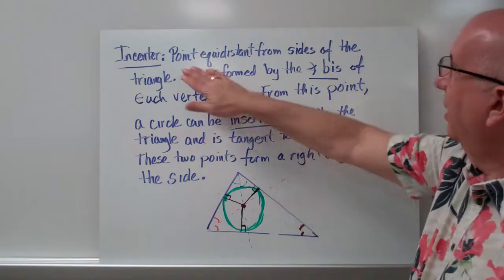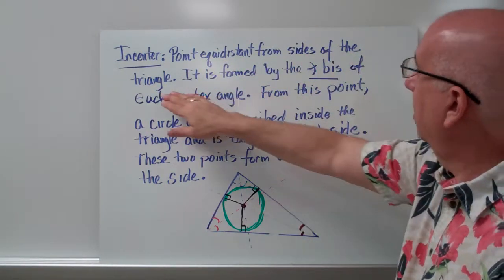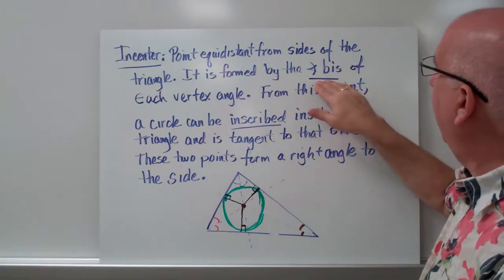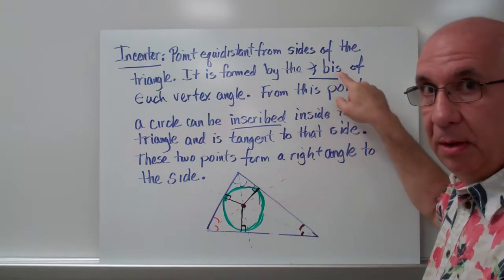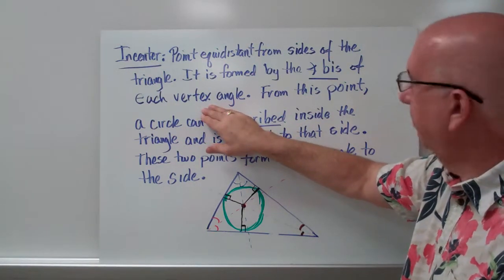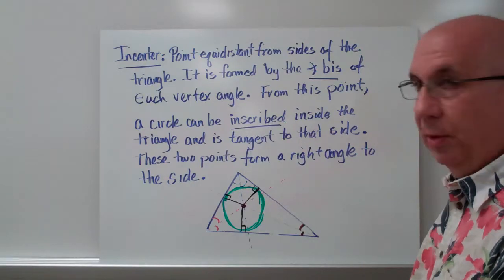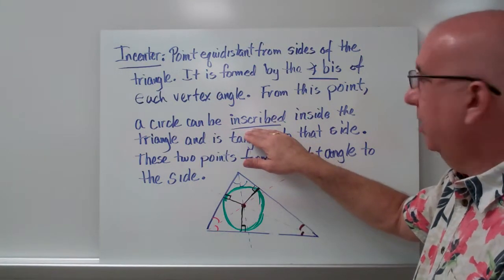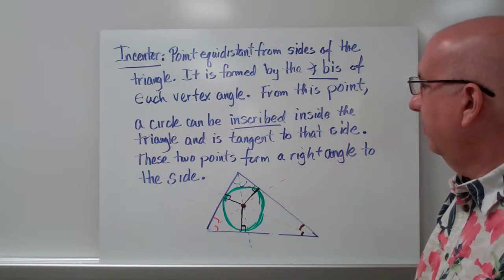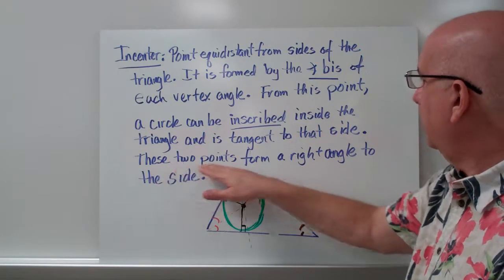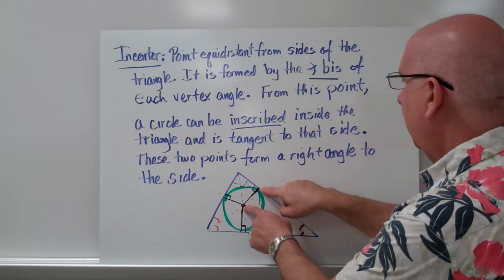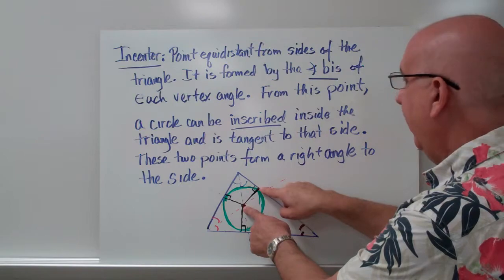The incenter is defined as the point of intersection of points equidistant from the sides of the triangle. This is formed by the angle bisector, that's the angle symbol, that's the symbol for bisect, the angle bisector of each vertex angle. From this point of concurrency, a circle can be inscribed inside the triangle. It is tangent to each of the sides. From these 2 points, the point of tangency and the point of concurrency, when connected, form a right angle to the side.